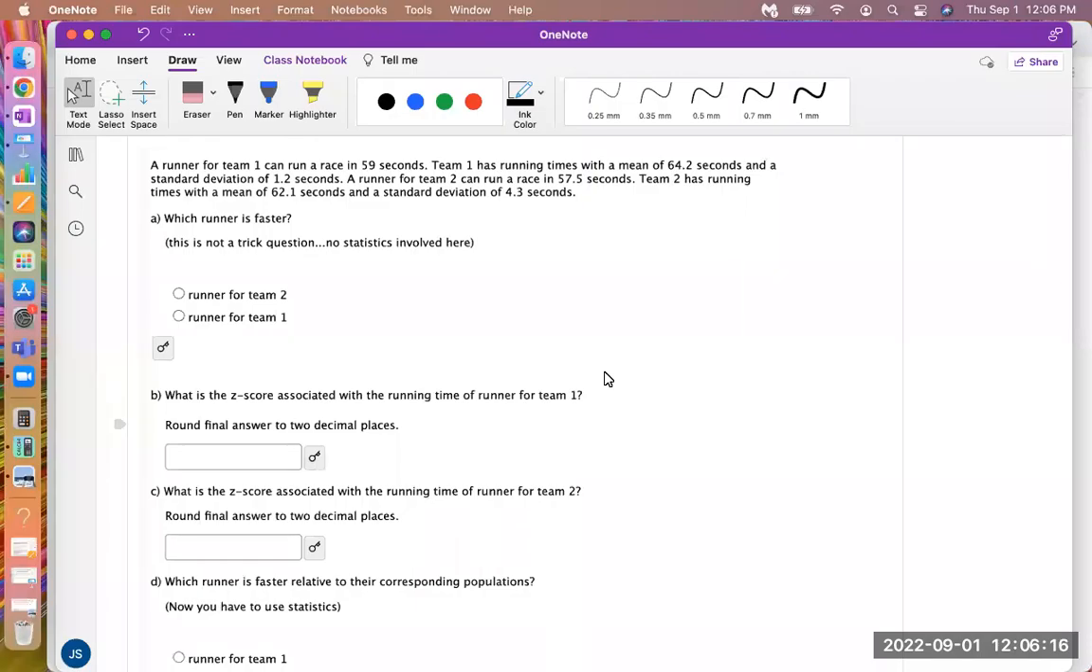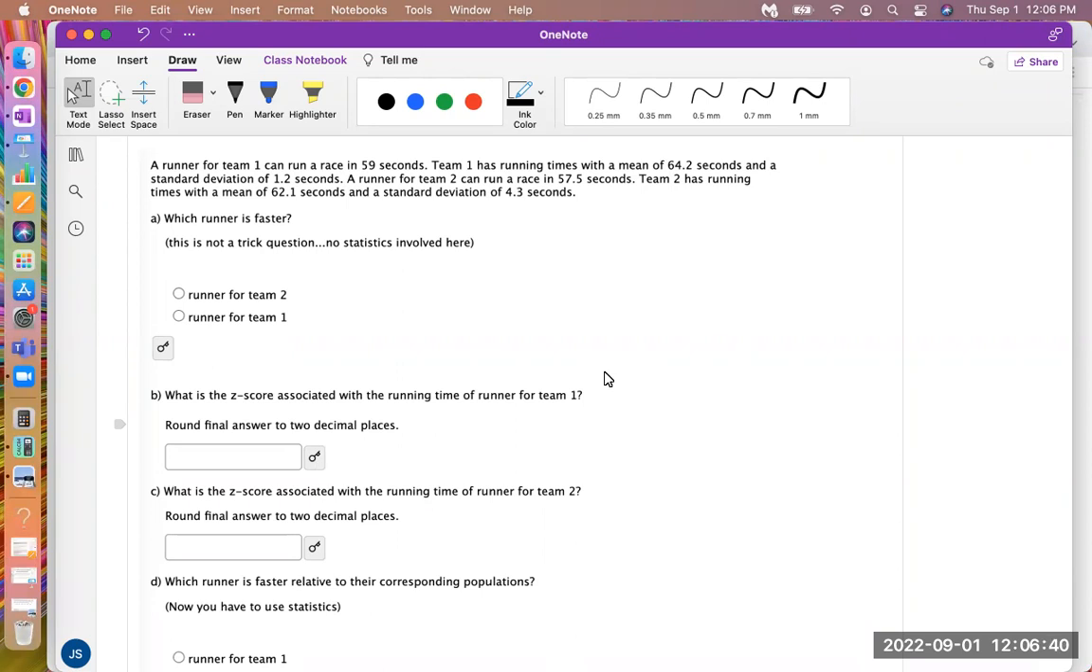Hi class, I'm doing this video to help you understand how to calculate z-scores. A runner for team one, let's say the first runner on team one, ran a race in 59 seconds. Team one has running times with a mean of 64.2 seconds and a standard deviation of 1.2 seconds.